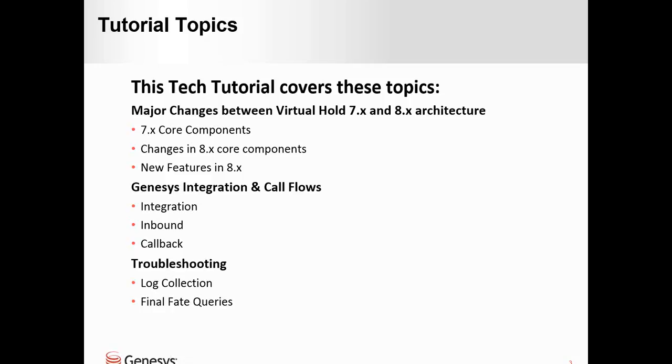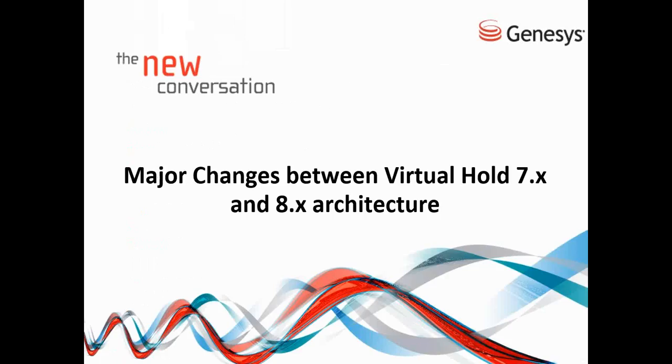I'll be reviewing how Virtual Hold integrates with Genesis, along with a high-level overview of both inbound and outbound call flows. Nothing really has changed much in how Virtual Hold integrates with Genesis or the traditional call flow from version 7.x to 8.x. However, these are largely used when troubleshooting issues with Virtual Hold. Lastly, I'll be covering a bit of log collection, where to locate logs and archives, as well as SQL queries to assist in troubleshooting issues. Here we'll be covering the major changes between Virtual Hold 7.x and 8.x, with a bit of review of previous components and functionality.